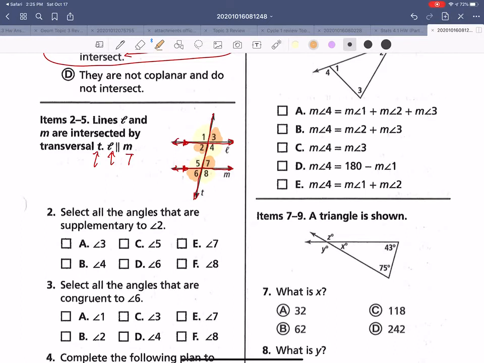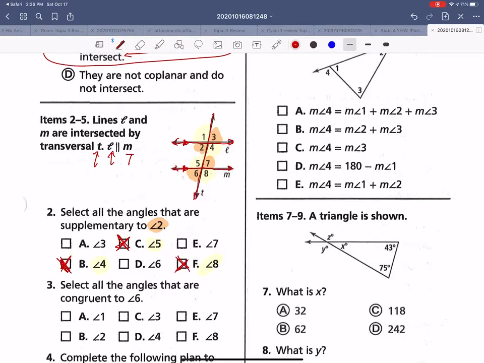So now let's select all angles that are supplementary to 2. So if angle 2 and supplementary means adds together to make 180. Angle 2 is less than 90, then a supplementary would be any yellow. So let me see it. Did I pick it? No. 5 was yellow. 7 wasn't yellow. 4 was yellow. 6, nope. 8 was yellow. Okay, so those are going to be all the ones that are going to be supplemental.